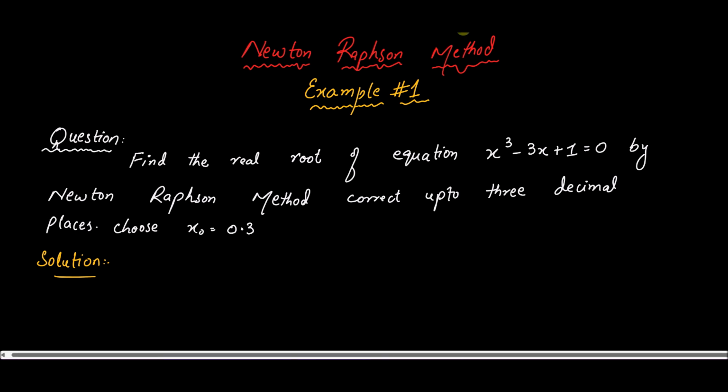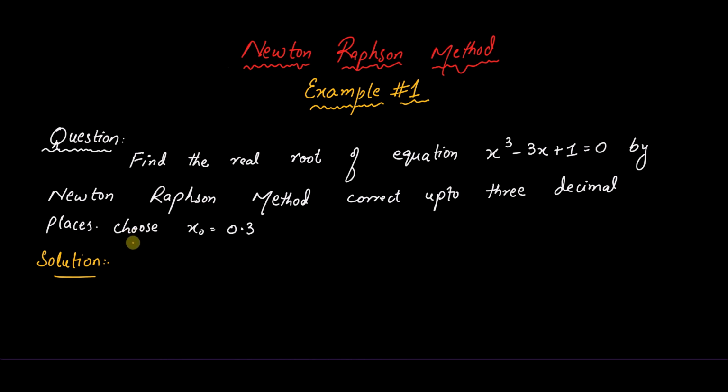So we have a question: find the real root of the equation x cubed minus 3x plus 1 equals 0, and this is our nonlinear equation. We are going to solve it with the help of Newton-Raphson method, and we want to check the accuracy to 3 decimal places. For that we are going to choose x naught equals 0.3. That is our initial guess.